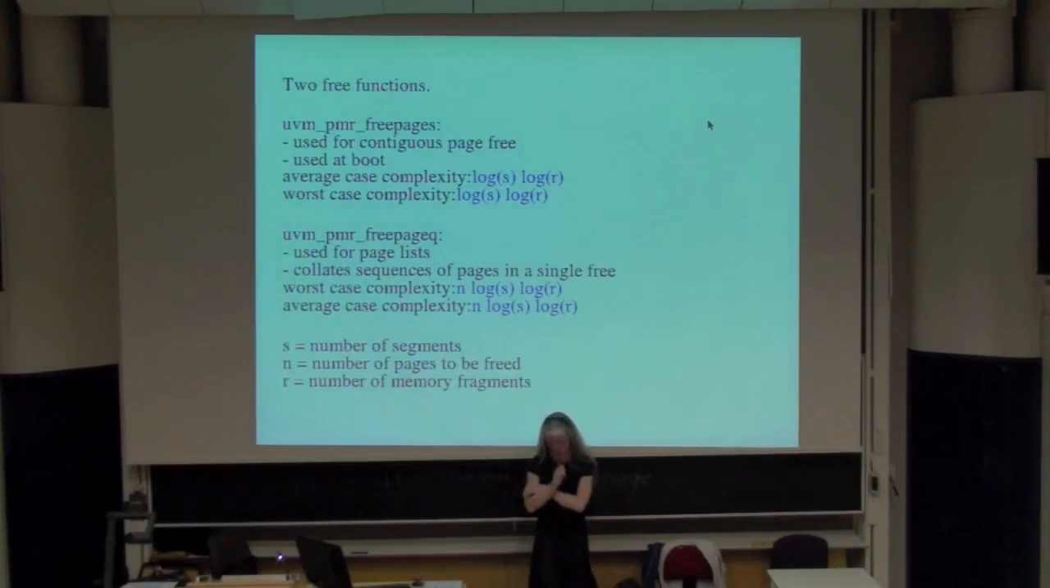For freeing, there are 2 functions. That's basically because of the different way of looking at memory. There is uvm_pmr_freepages, with an S at the end, which you give a range of memory to and it frees it in one go. In the first implementation, usually the number of pages will be 1 because it is easy to integrate with the kernel. This free function is used to free user space memory, and it's also used at boot time to put all the memory into the free memory ranges. The average complexity of this is the log of the number of segments plus the log of the number of memory fragments, because in both cases it traverses a tree, so it's a very fast free function.